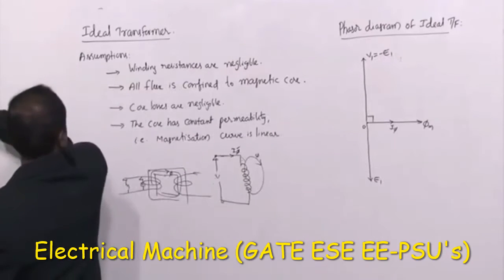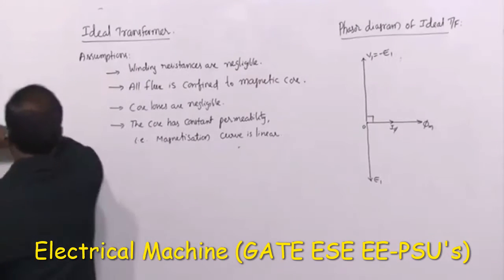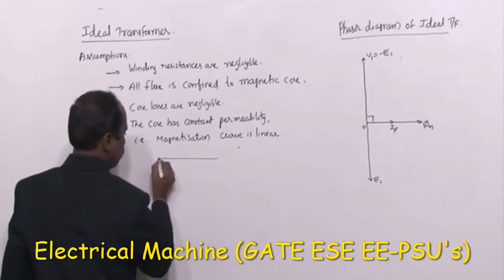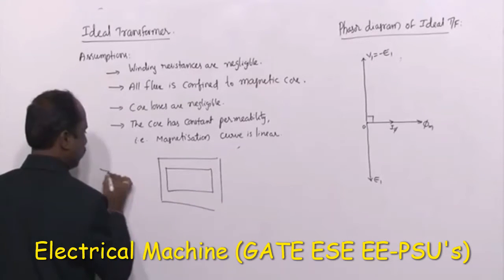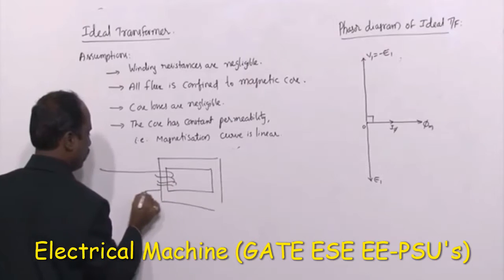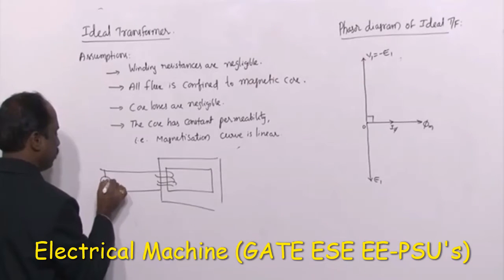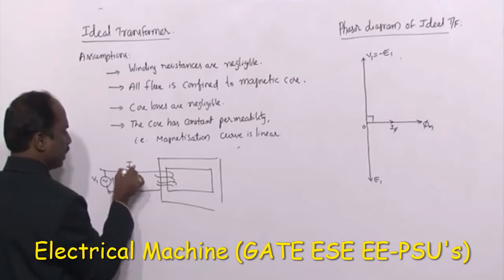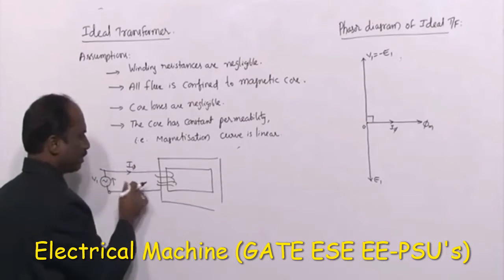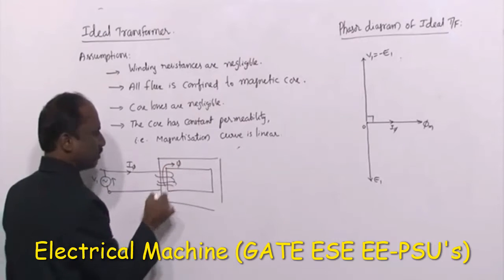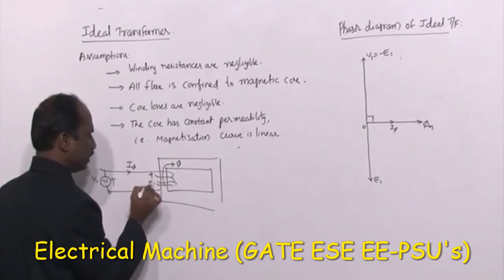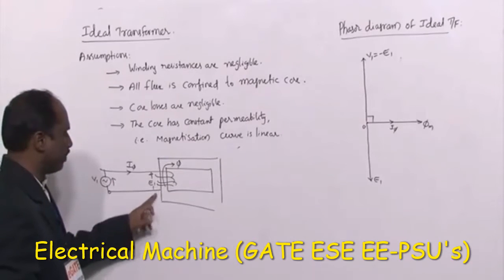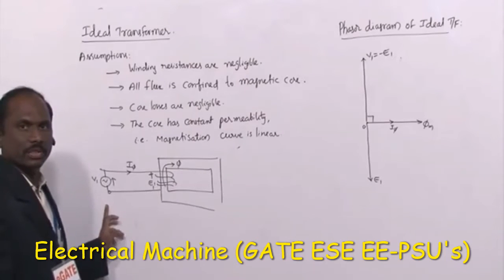You see here once again, this is the core, and here we have some winding. Here the voltage V1 is given, and it is taking a current of I phi. Because of this I phi, a flux is set up here. Because of this flux, some EMF is induced across this, E1. V1 and E1 are both in phase opposition.